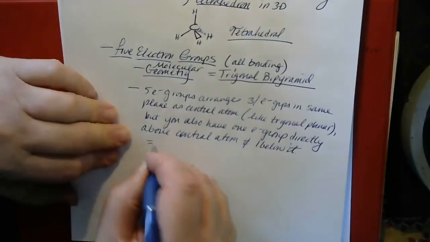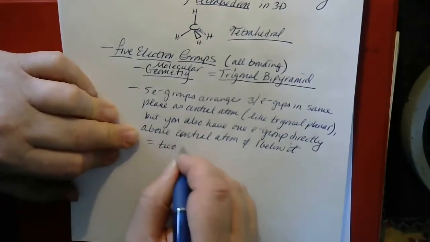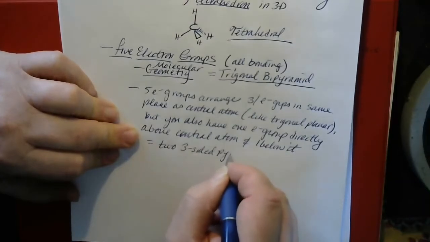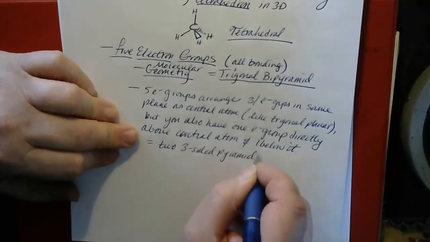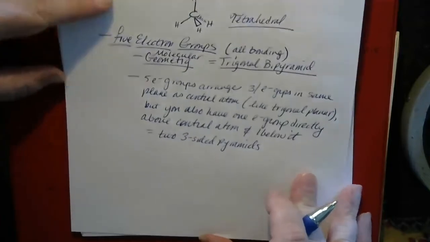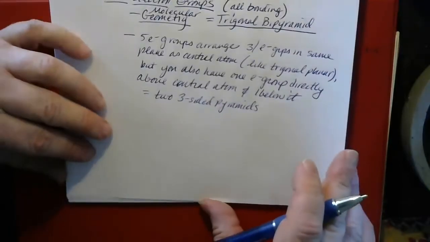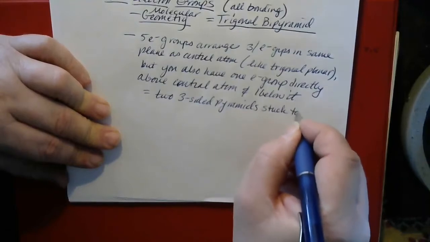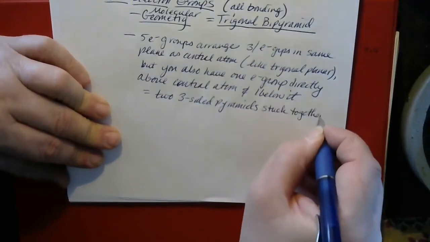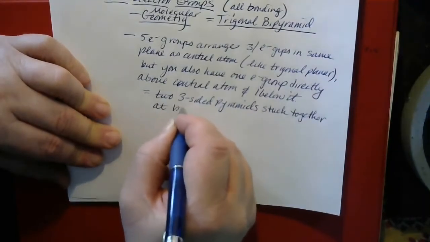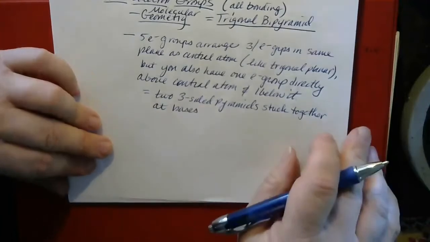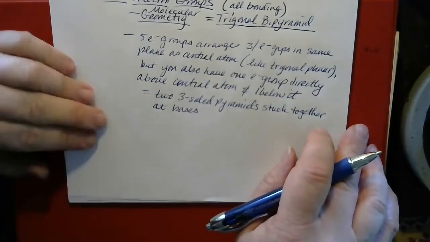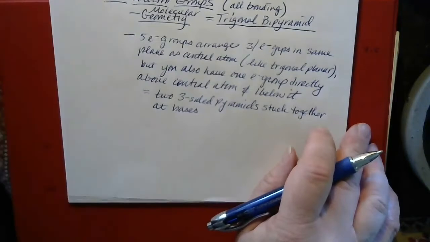In other words, what this amounts to is it's basically 2 3-sided pyramids stuck together at the base. And that is what's known as trigonal bipyramid.